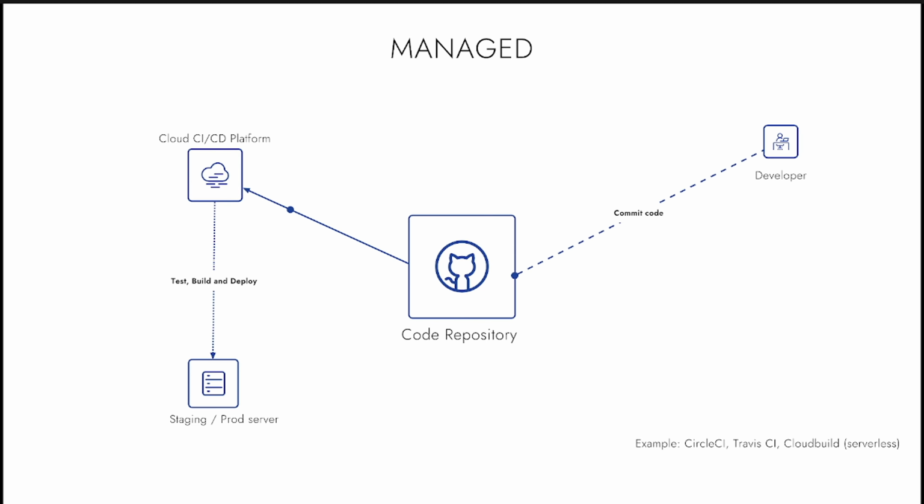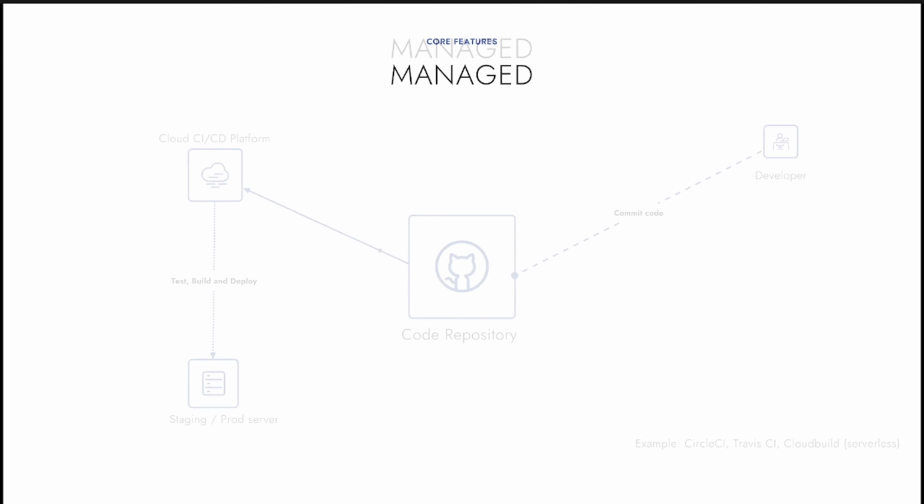So for example, when a developer pushes code to your code repository, this triggers a pipeline that runs your managed CI/CD platform, building, running your tests, and as an outcome of that, deploying new changes to your staging or pre-production service. Some examples are Circle CI, Travis CI, and Cloud Build, which I tend to call a fully serverless CI/CD platform. In an upcoming video, I'm going to be doing a full demo of the Cloud Build CI/CD platform and how you can set up CI/CD using Cloud Build.